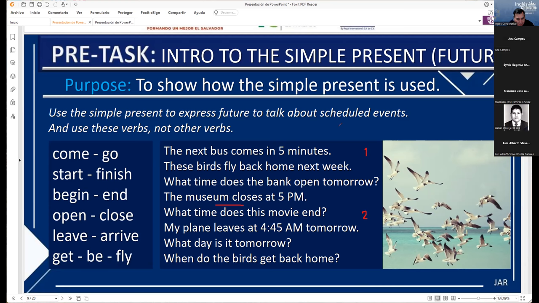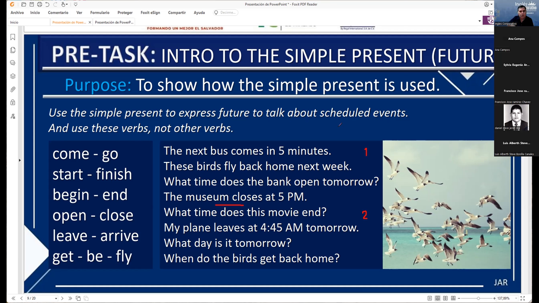Begin, please. The next bus comes in 5 minutes. These birds fly back home next week. What time does the bank open tomorrow? The museum closes at 5 p.m. What time does this movie end? My plane leaves at 4:45 a.m. tomorrow. Okay.